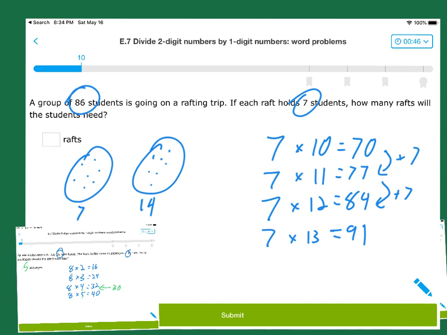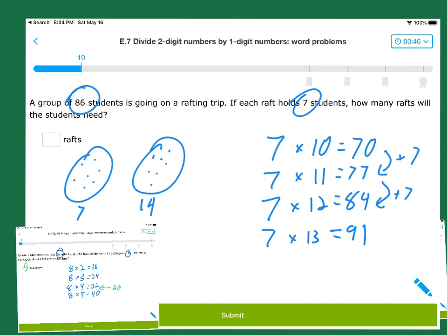So, again, similar to the last problem, if they have 12 rafts, they can't get everybody on. We're not going to just leave 2 students behind. That'd be kind of mean. So they're going to need 13 rafts. Now, the last raft wouldn't be full, or you'd have some rafts that wouldn't be full, and that's okay, but you need to get everybody on. You need to figure out what to do with that remainder.